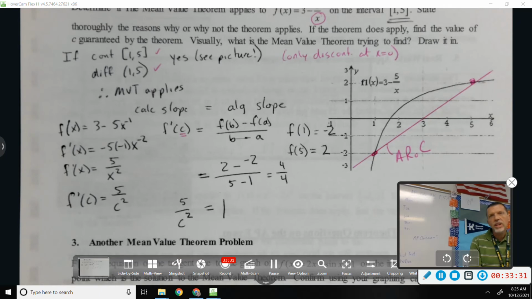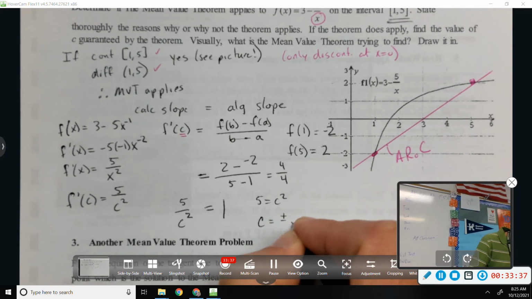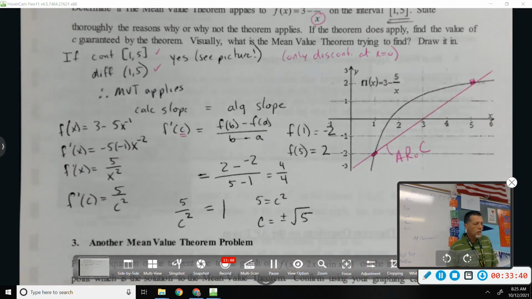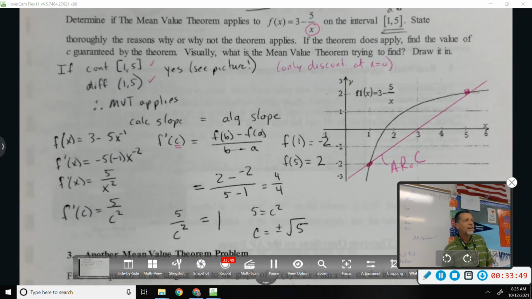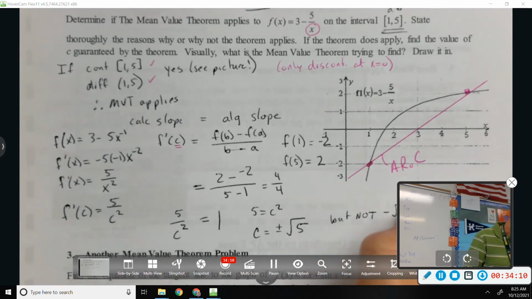Now we're just solving for c. This is now an algebra problem. So c is plus or minus the square root of 5. Yes or no on that as an answer? Well, it's no. Do you know why, or not quite is maybe a better answer? One of those isn't on the interval. So not negative square root of 5. Only square root of 5 is on the interval.